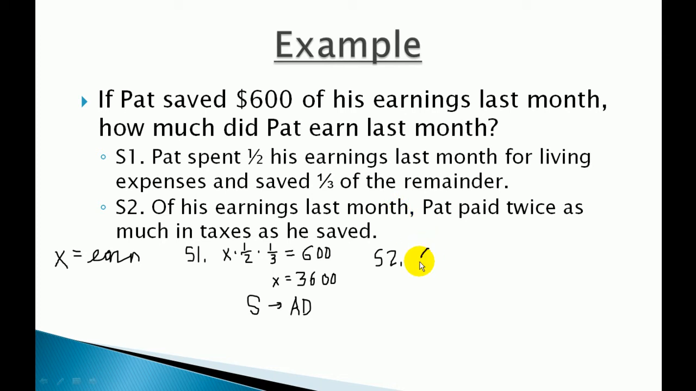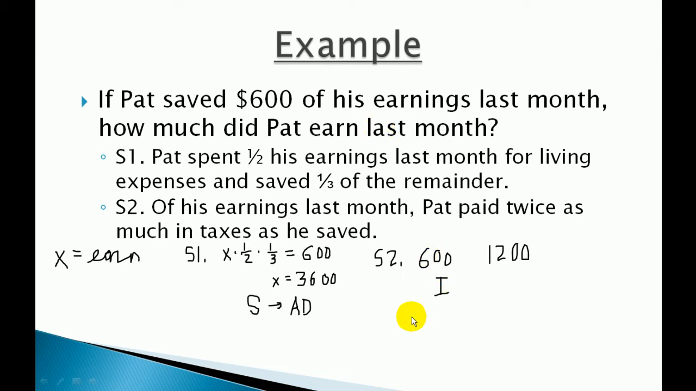So we know how much he saved. We know that he saved 600. And statement 2 is telling us that he paid 1,200 in taxes. However, from these two quantities, we're not able to get a value for X, or we're not able to set up an algebraic expression that will let us solve for X. So statement 2 is going to be insufficient to answer the question, how much did Pat earn last month?